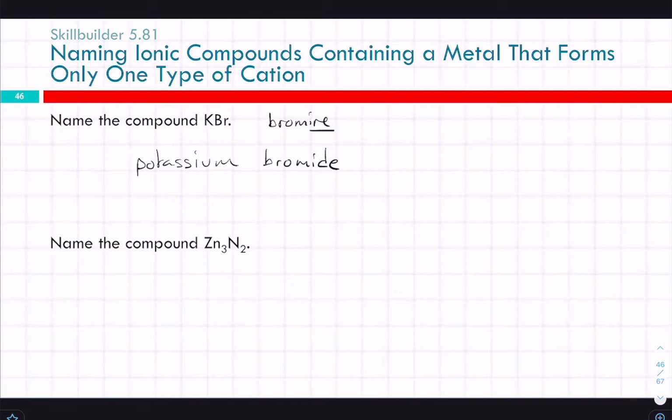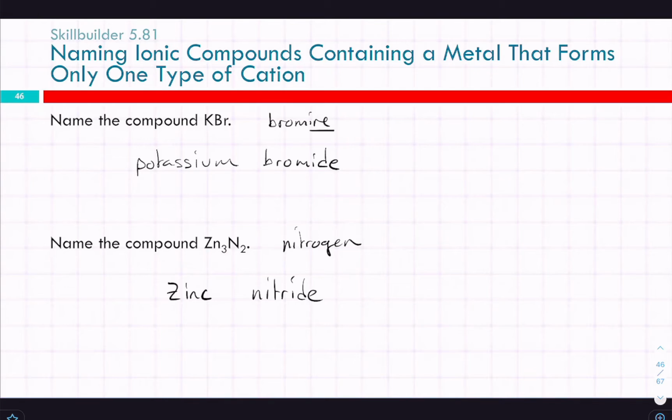How about for this next one? Zn3N2. Zinc is correct. It's not going to be dinitride. So this is an ionic compound. So it is nitrogen. And then it's just changing the ending to -ide.